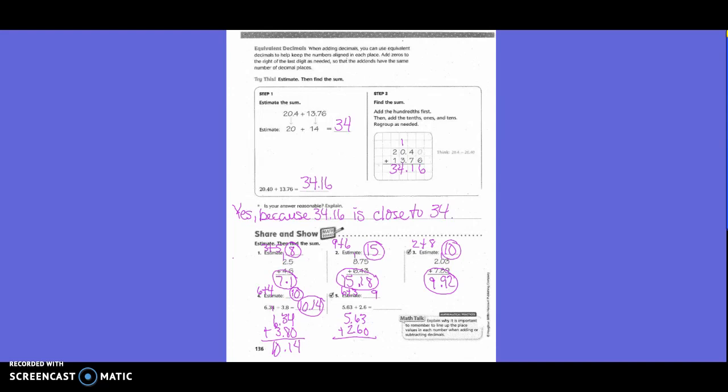What do I drop down first? My decimal, so I put a decimal mark. 3 plus 0 is 3. 6 plus 6 is 12. Put a 2, carry my 1. 1 plus 5 is 6, plus 2 is 8. So it's 8 and 23 hundredths, close to our estimate of 9.